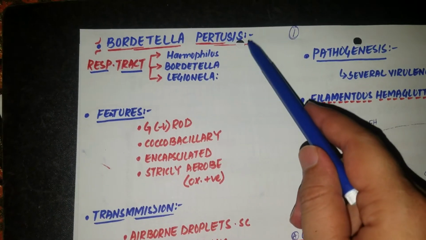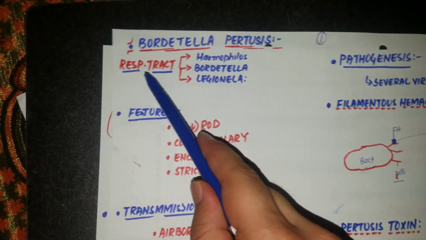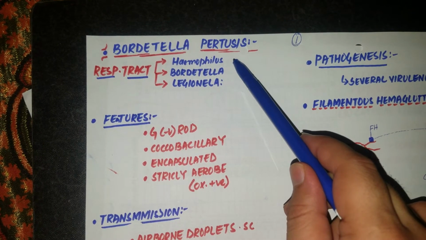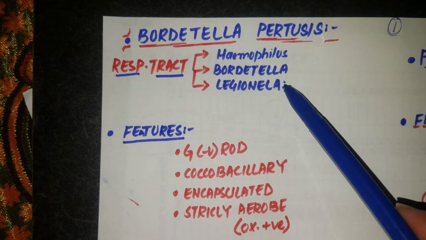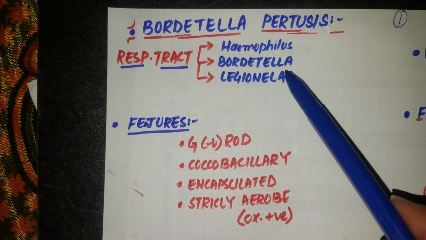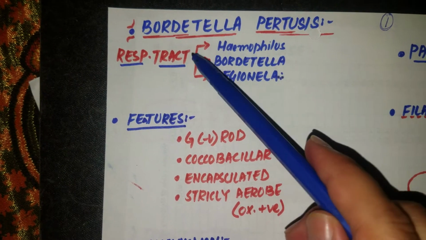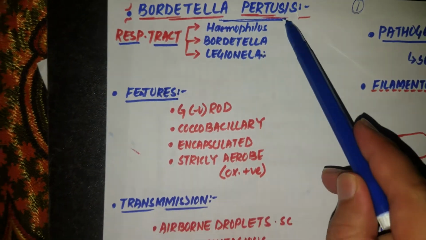Today we will be talking about Bordetella pertussis. As we know, there are three genera related to the respiratory tract. The first one was Haemophilus, which we discussed in the previous lecture. The second one is Bordetella, and the third one is Legionella. So today our main topic is Bordetella, and especially the species Bordetella pertussis.